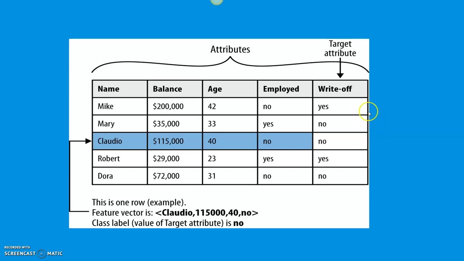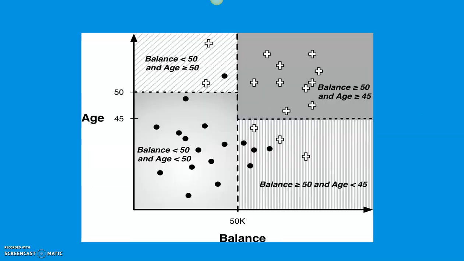Once again, we are operating in a classification environment. We are operating in a supervised learning environment, and we are trying to predict whether a customer is going to be written off or not based on features like balance, age, and employed. So how could we approach this particular task? What we could do is envision a set of rules like so.